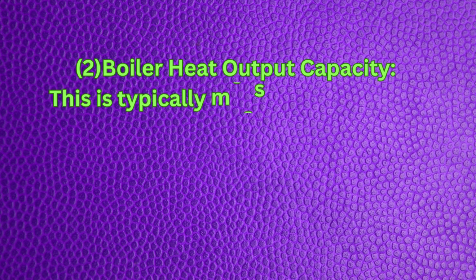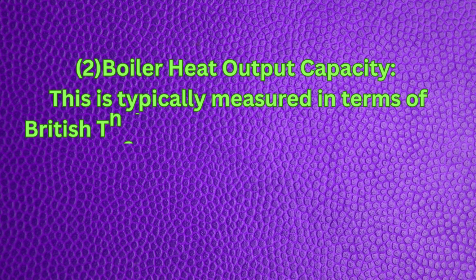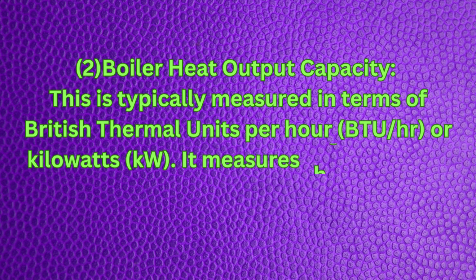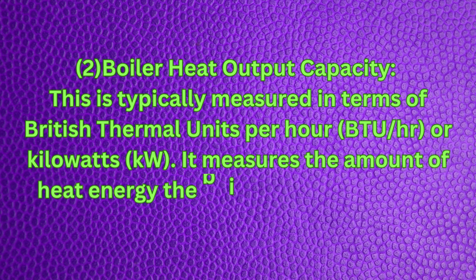2. Boiler heat output capacity. This is typically measured in terms of British thermal units per hour, BTU/hr, or kilowatts, kW. It measures the amount of heat energy the boiler can generate per unit of time.